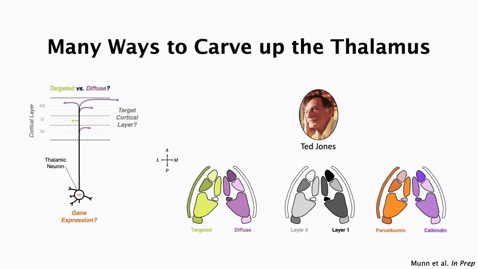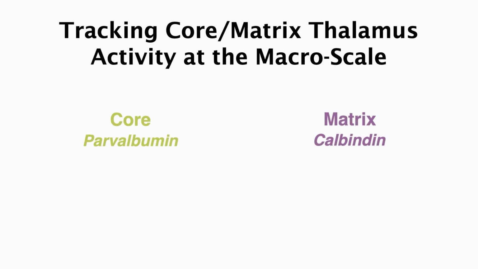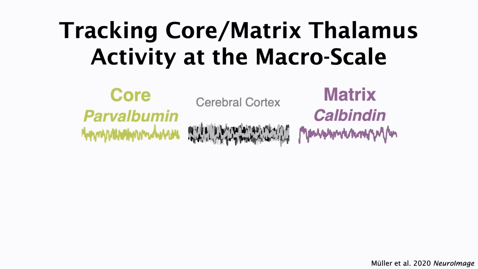Not perfectly, but enough that you could start to imagine that this might be an interesting organizing principle. So Eli Muller, a really talented postdoc in my lab, was really interested in trying to test whether this organizing principle might relate to different things that we can see in neuroimaging data. So he took advantage of the fact that parvalbumin and calbindin both have unique gene products, and he essentially extracted the original expression of these different gene products, PVALB and CALB1 in both cases, from the Allen Human Brain Atlas.